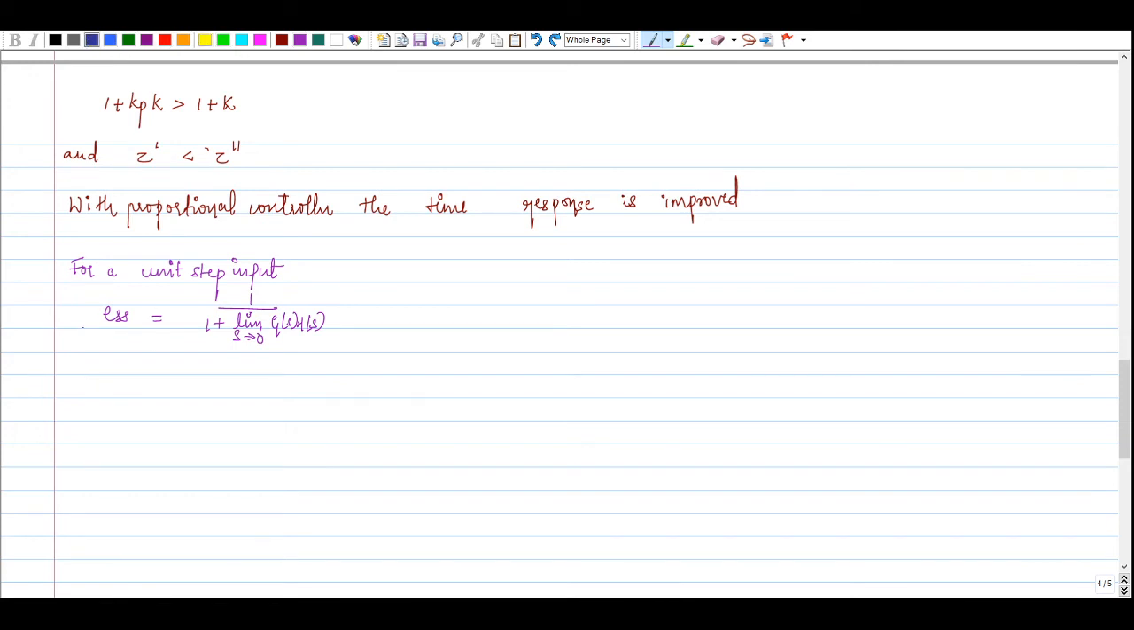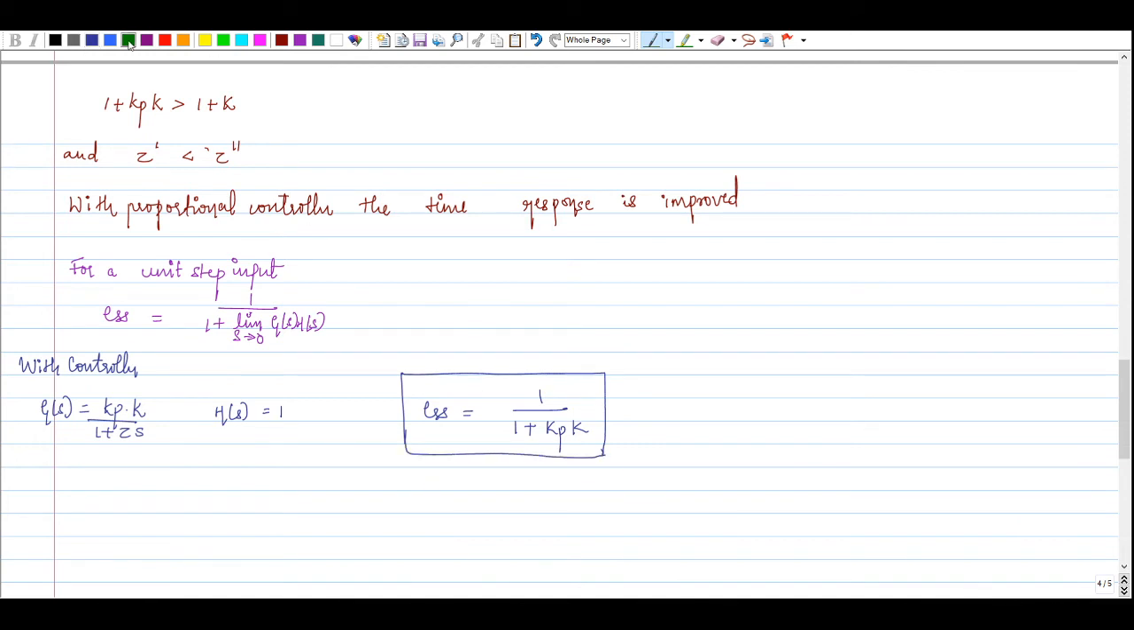Okay, so now first, with controller, G(s) is equal to Kp into K divided by 1 plus tau s, and H(s) is equal to 1. So with that, the steady state error will be equal to 1 divided by 1 plus Kp into K. This is with controller.